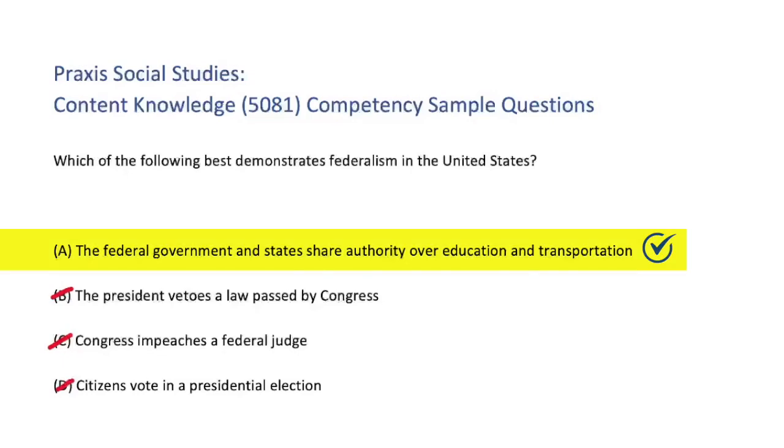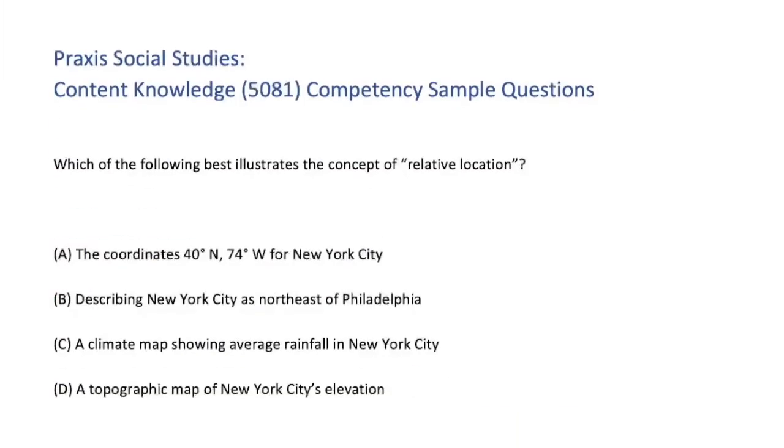This leaves us with the best answer, which is option A. The federal government and states share authority over education and transportation. This is the division of powers in action. Federalism is the division of powers between national and state and local governments, allowing both levels to govern certain areas simultaneously. Which of the following best illustrates the concept of relative location?